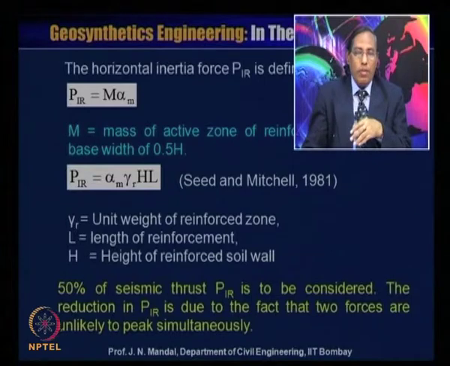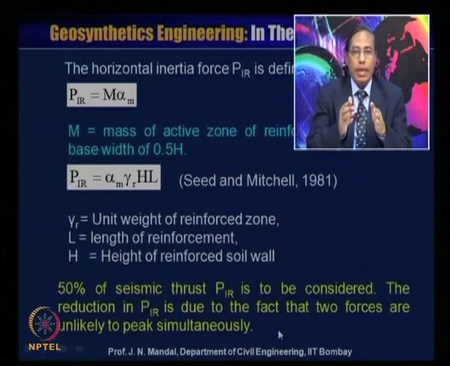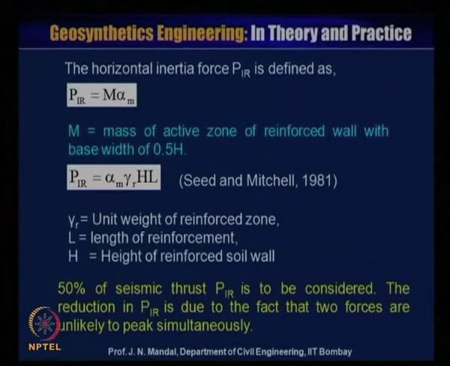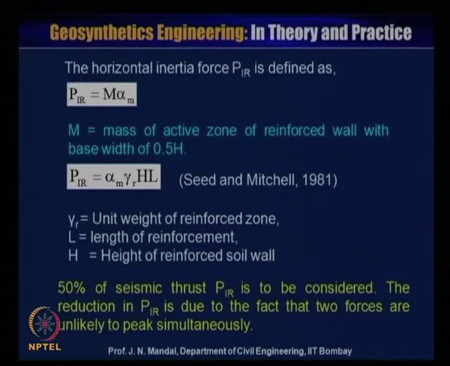Here it is interesting to note that 50% of the seismic thrust, that is PIR, is to be considered. The reduction in PIR is due to the fact that the two forces are unlikely to peak simultaneously. So you should remember that 50% of the seismic thrust PIR is to be considered in the design.